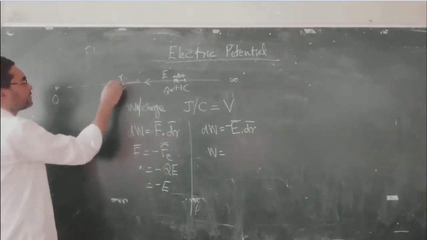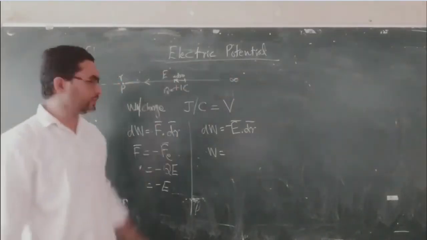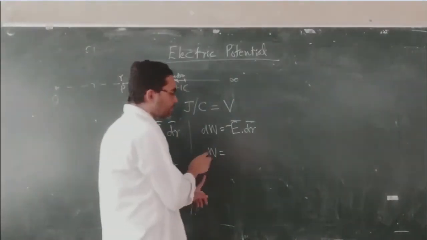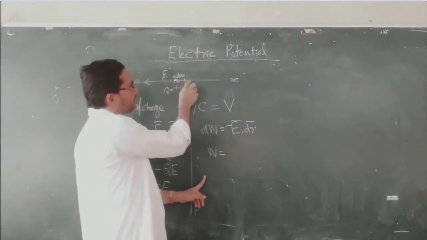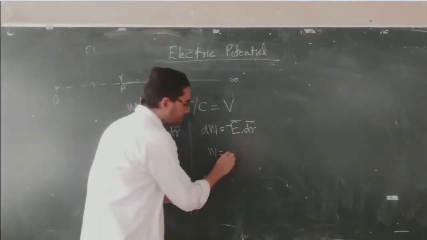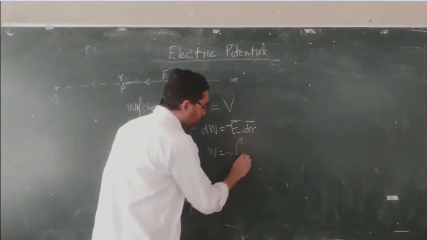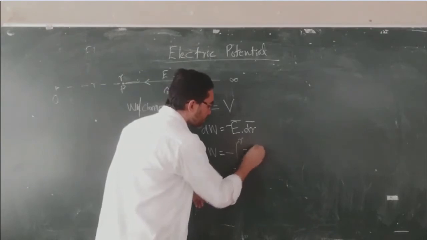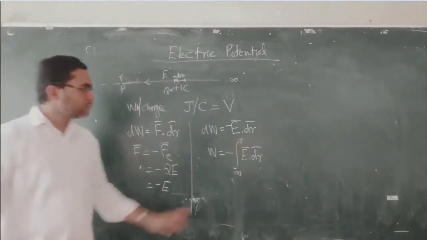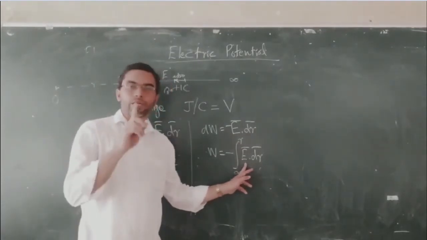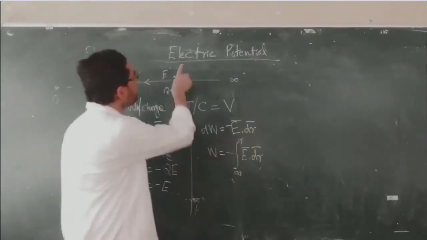With respect to that origin, the distance to this point is r and the distance to infinity is infinity. So the total work done is obtained by adding the infinitesimal work done through different elementary lengths, or we can say by integrating this expression from infinity to r. So that is the total work done by the external agency to move the charged particle of 1 coulomb from infinity to that point. So this is actually the electric potential.